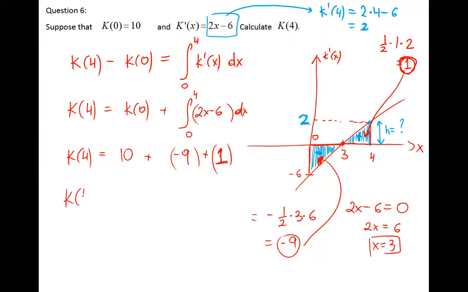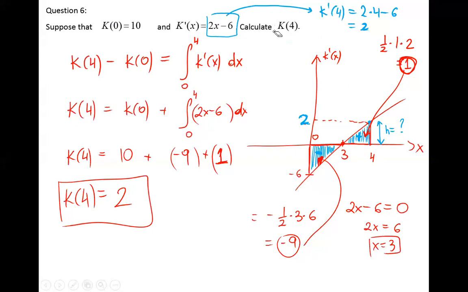10 minus 9 plus 1. K at 4 is, I believe, 2. It's just a coincidence that this 2 and that 2 are the same. They don't really have connections. Okay, but again, fundamental theorem of calculus.